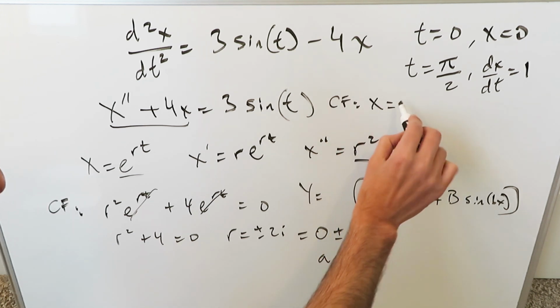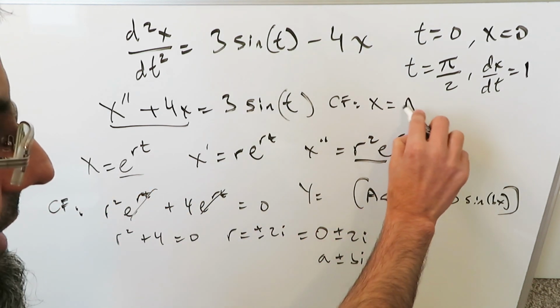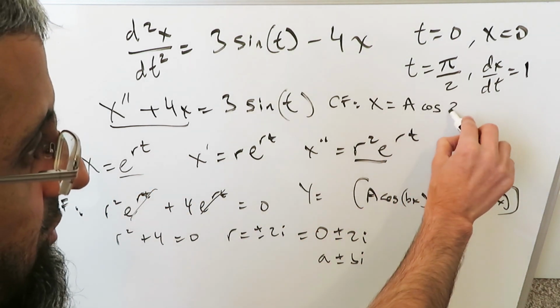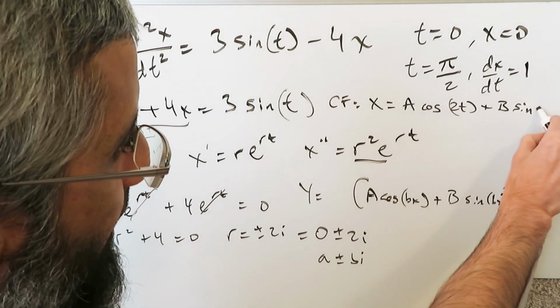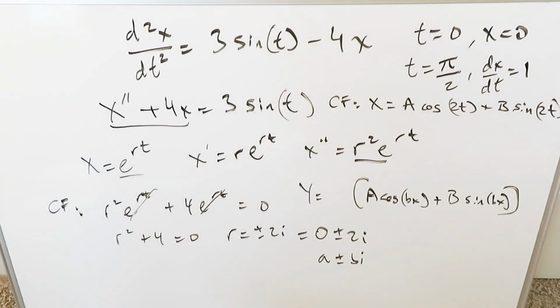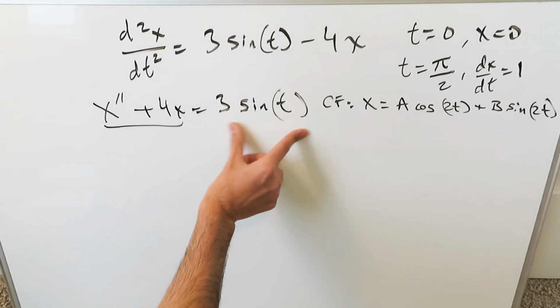It will be x is equal to, now think back to your variables, x's and t's. x is equal to a cosine 2t plus b sine 2t, and that right there is it. We have our complementary function determined. We have our boundary values over there in the top right corner. Now we have to worry about our particular integral, which will come from right over here.